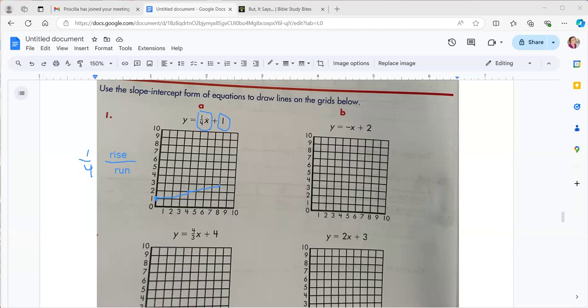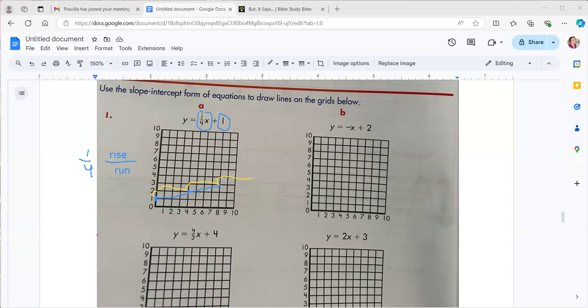So the unit rate might be a 1/4, but then the ratio 1/4 means I go up, let's change my color, I go up 1 and then over 4. So you can draw a staircase, right? Up 1, over 4. And I can just keep going up 1, over 4, which is going to land me on 12 on the x, right? Up 1, over 4, up 1, over 4.